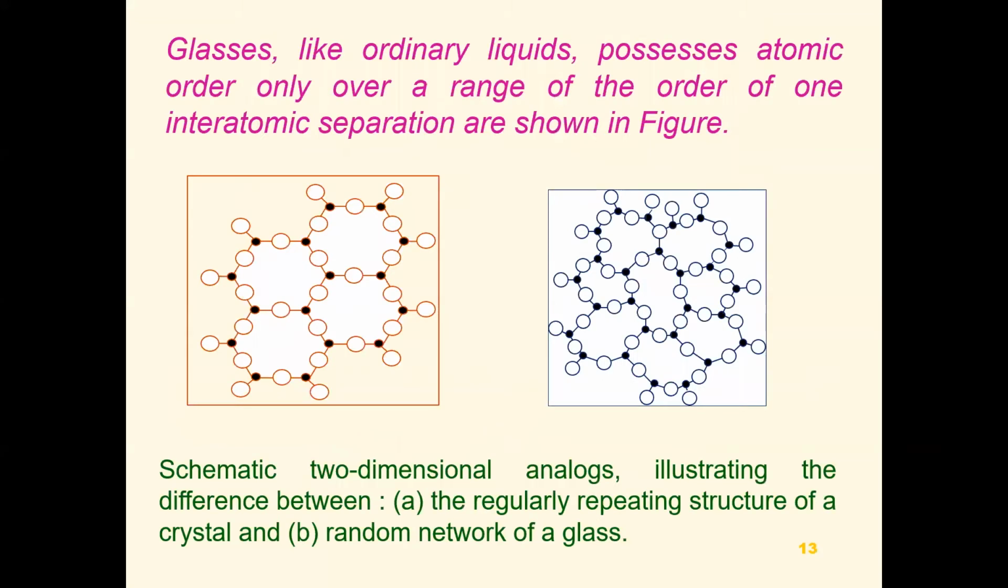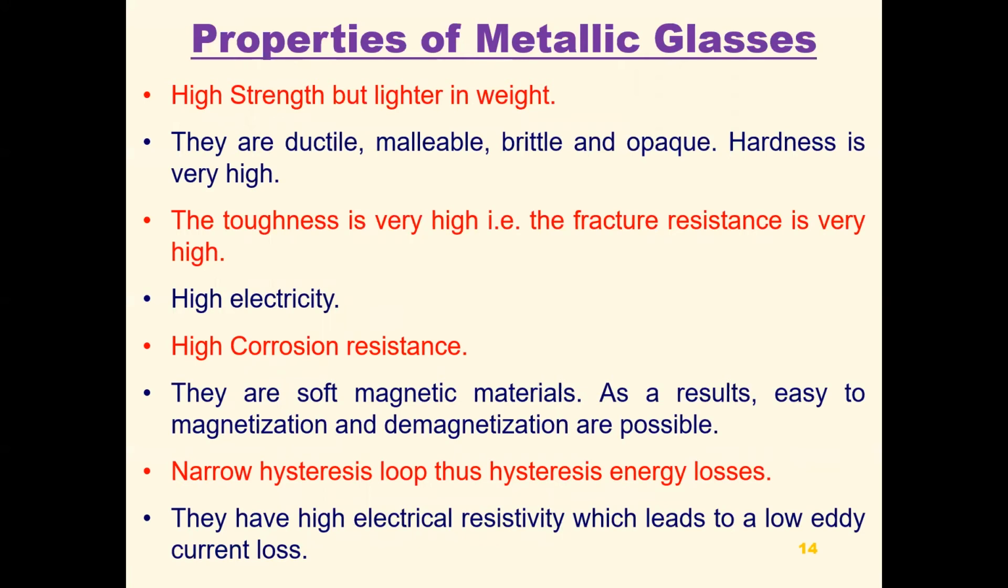Glasses, like ordinary liquids, possess atomic order only over a range of the order of one interatomic separation, which is shown here in the two figures. The left-hand figure gives the regularly repeating structure of crystalline materials, but the right-hand figure represents the random network of the glass. You can see that the atoms are arranged periodically in the crystal, but in non-crystalline materials the arrangement is non-periodic.